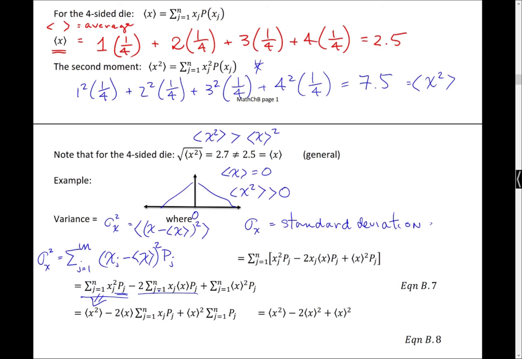Then we look at our next term, and what we recognize is for our distribution, this average is going to be a constant, so I can pull it out front. So this will be the summation of x sub j times the probability of this outcome summed over all the possibilities. That gives me this, which is the first moment, or the average.